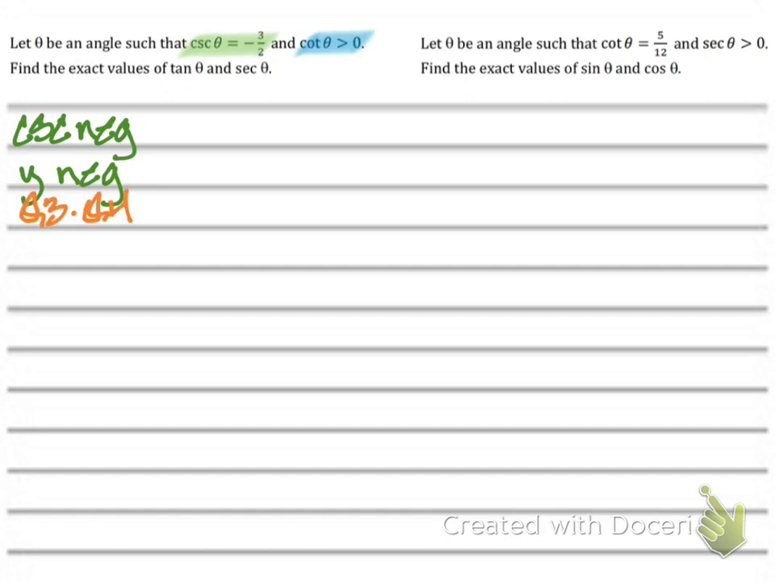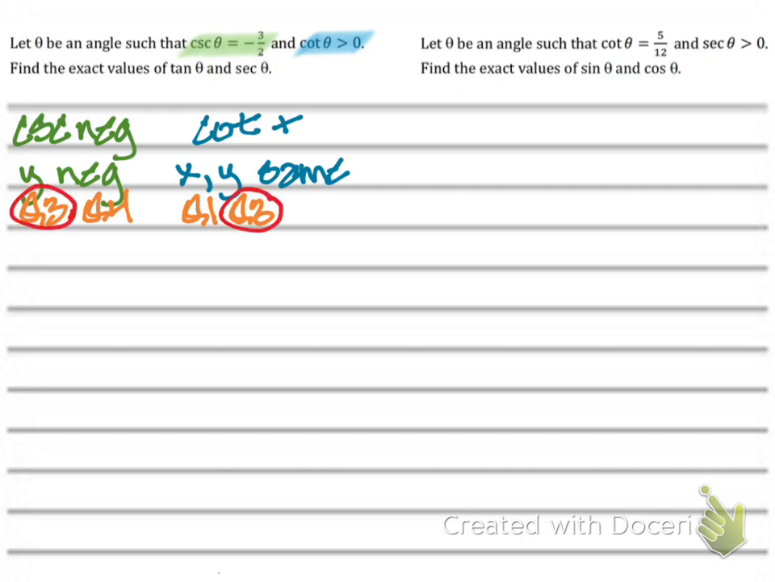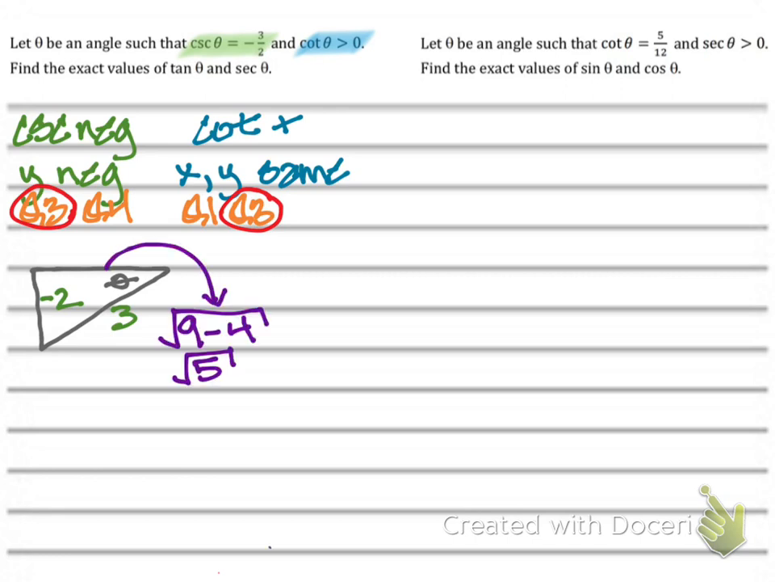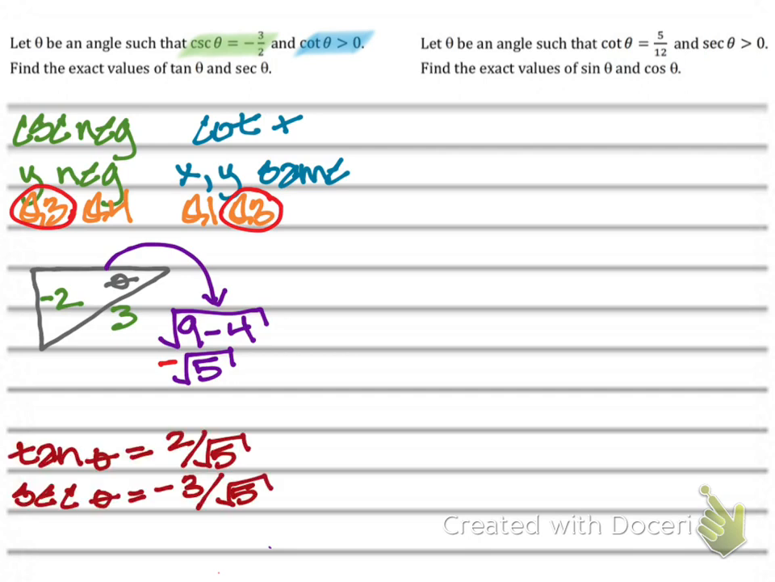Now we're going to go to our cotangent is greater than 0, which means that cotangent is positive. Cotangent is positive when x and y are the same, right? Either positive over positive or negative over negative. And that occurs in quadrant 1 and quadrant 3, so we must be in quadrant 3. So that's where I'll draw my triangle. Then I'm going to put my cosecant information on and use the Pythagorean theorem to find the missing side. But I know that since we're in quadrant 3, that missing side is negative. So now that I have all the information, I can pull the tangent and secant off of my triangle.